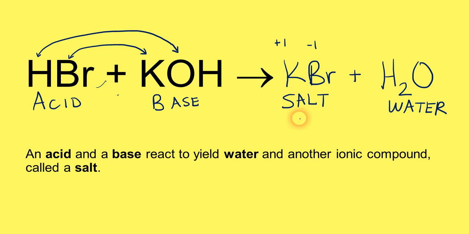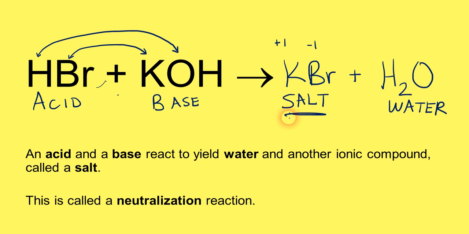Now, most of the time when you think of the word salt, you think of the sodium chloride that you sprinkle on your French fries, but really in chemistry the word salt can refer to many different ionic compounds. Almost any ionic compound that is the product of an acid and a base reaction can be considered a salt. Now this special type of double replacement reaction, when an acid is reacted with a base, is called a neutralization reaction. So you've probably heard that word before, and that's what this is.